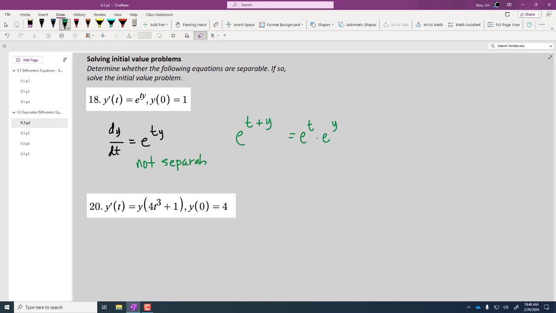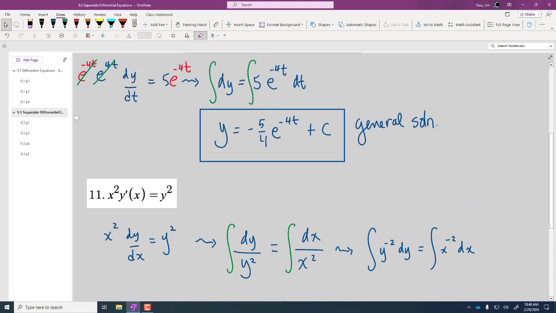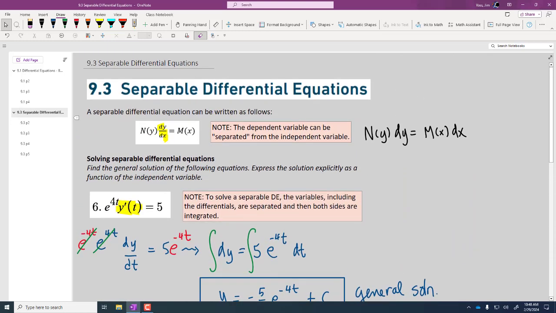Serious question now. Why can't you just take the natural log of dy? Because our whole goal is to integrate. You can do that, you just can't integrate it afterwards. A differential equation will be called separable if you can separate it. If we look back at the original definition, we want to have a dy all by itself and a dx all by itself, so that you can integrate. If you take natural log of dy, it just is meaningless.